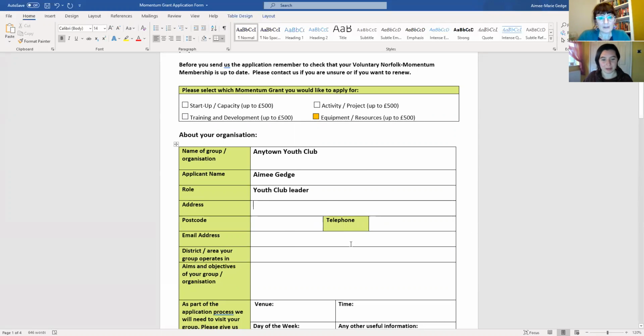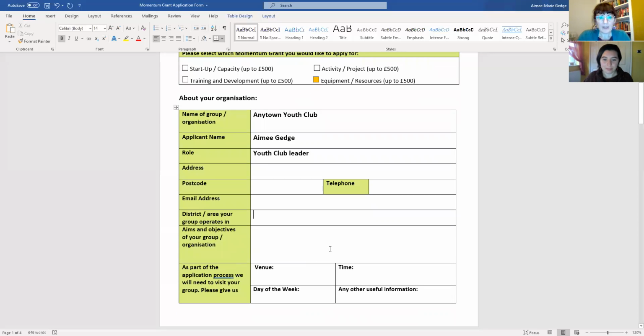But this is where you put in all of your details for your group so that we can contact you about it. The district bit is really important, and the reason we need to know that is because it'll be the Youth Advisory Board, the YAB for your particular area, so South Norfolk, Norwich, Breckland, so make sure that you put that in there. Right, I'm going to say that our fictional youth club is in Broadland.